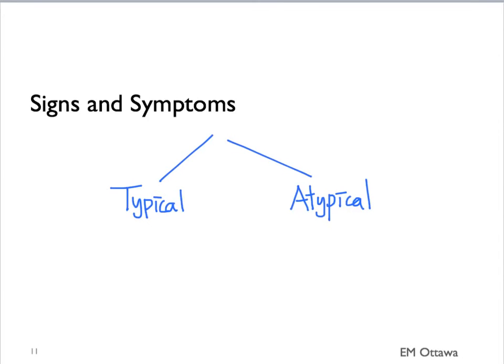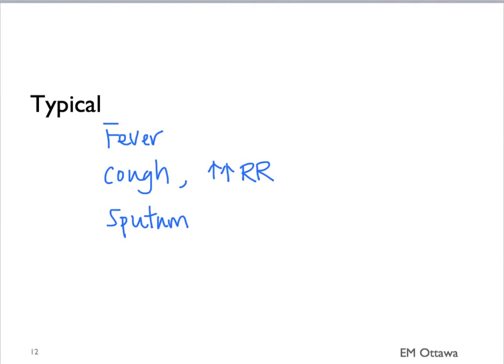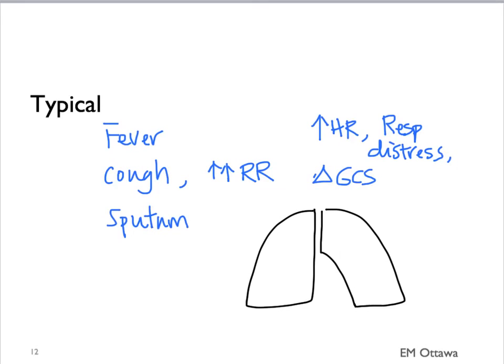How do patients with pneumonia present? We'll divide this into typical and atypical presentation. In patients with typical pneumonia, they will present with fever, cough, tachypnea, and sputum production. On exam, they are usually tachycardic and may be in respiratory distress. They might be confused. On your respiratory exam, you may hear adventitious sounds, such as crackles, rales, rhonchi, or wheezes. There might be decreased breath sounds and dullness to percussion. If there is a pleural effusion, you may also hear pleural friction rub.